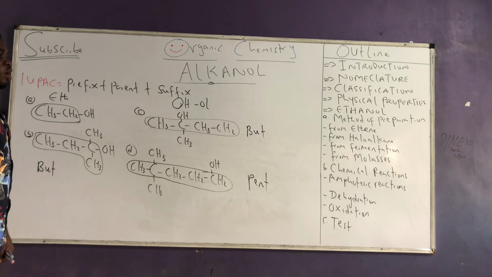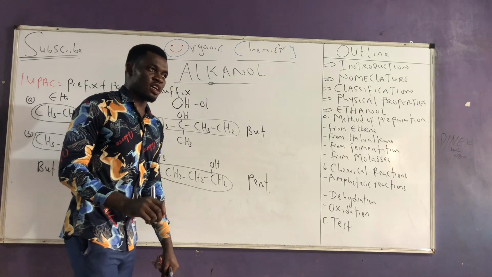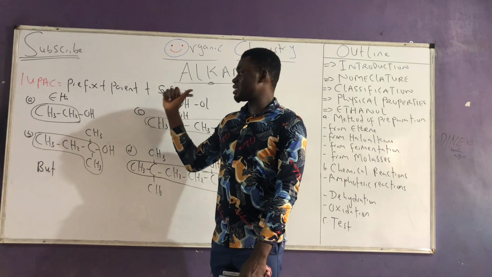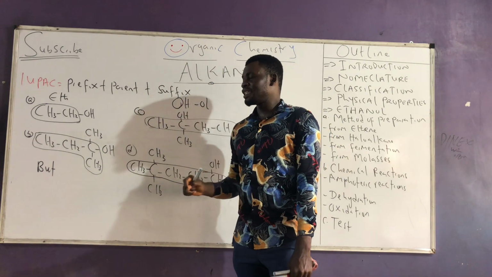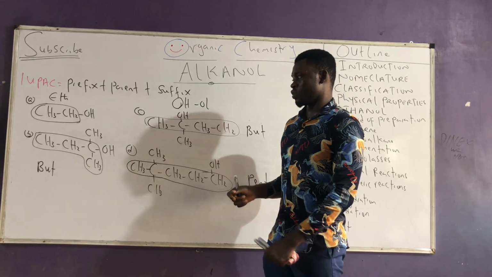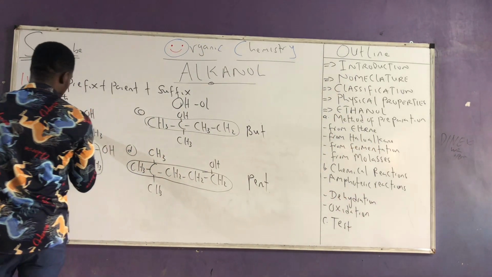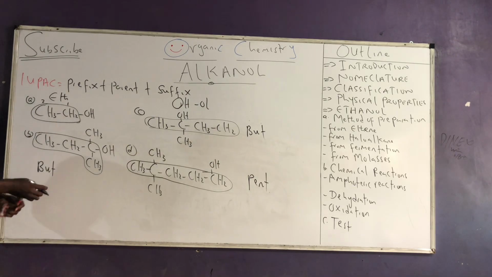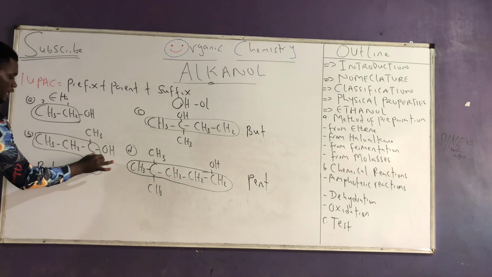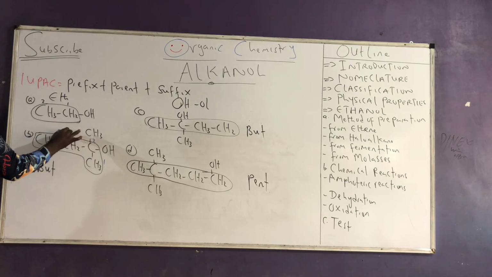The next thing to do is to number the carbon atoms, beginning from the side that is closest to the functional group. In this case, the primary functional group is OH. So we will number from the side that is closest to the OH functional group. So this becomes my carbon 1, this becomes my carbon 2. For the next one, this becomes my carbon 1, carbon 2, carbon 3, and this becomes my carbon 4.